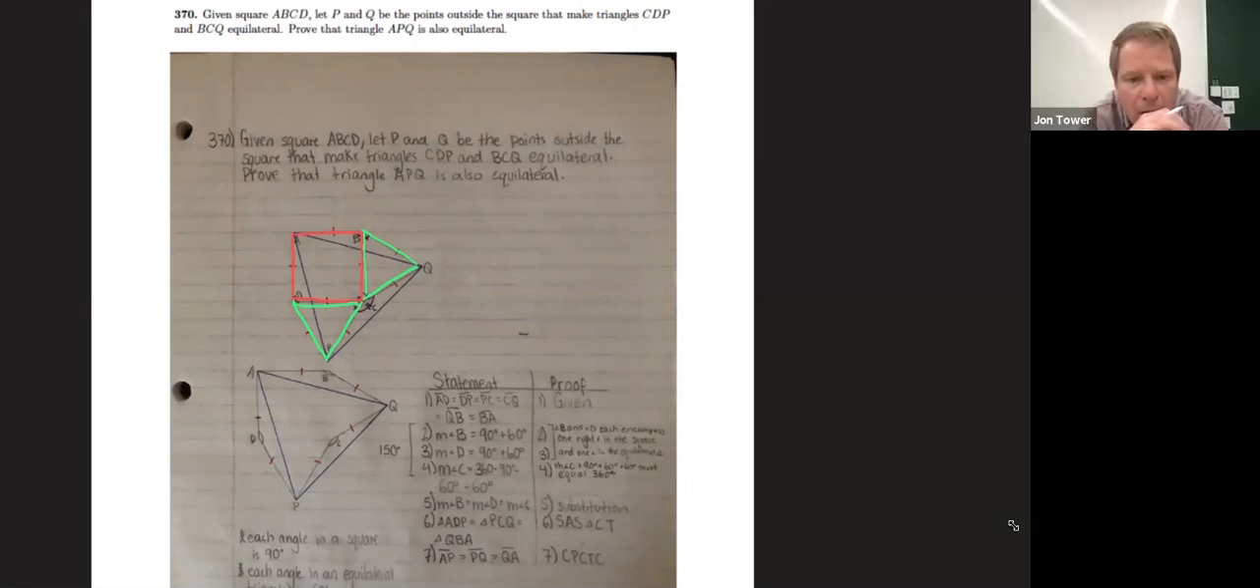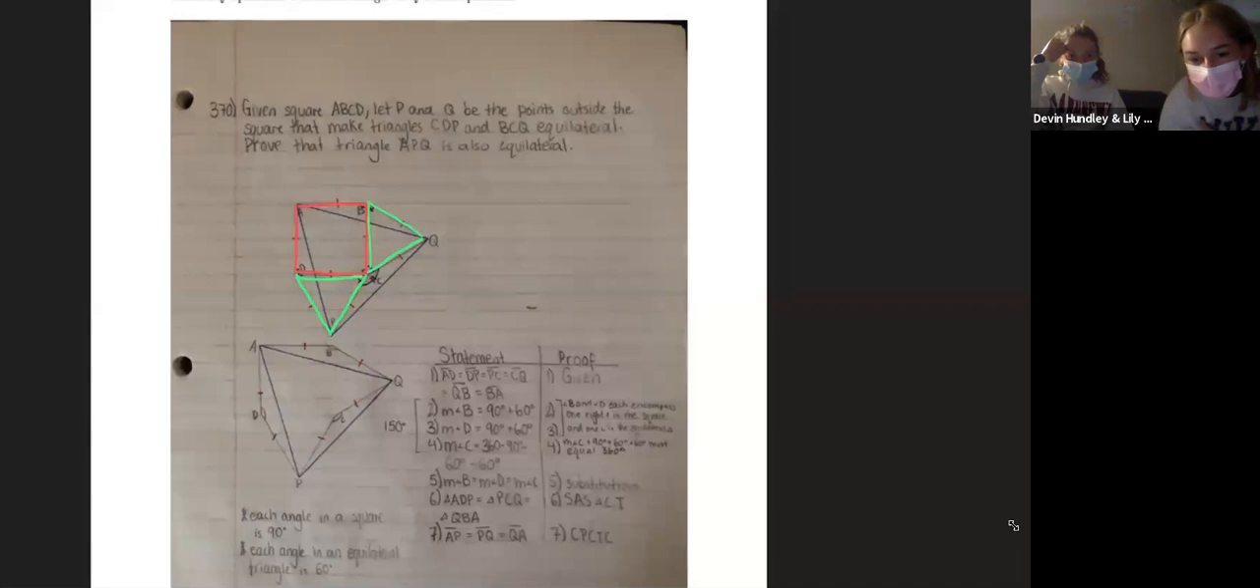Say that again. I'm sorry, I missed that. Like I just took out the extra lines in the middle, so the picture would look neater on the inside. And then if my other partner wants to talk about the statement and proof. And then we also said that when we connected A to Q, A to P, they create equilateral triangles, and also P to Q, and then we put that into our statements and our reasonings.